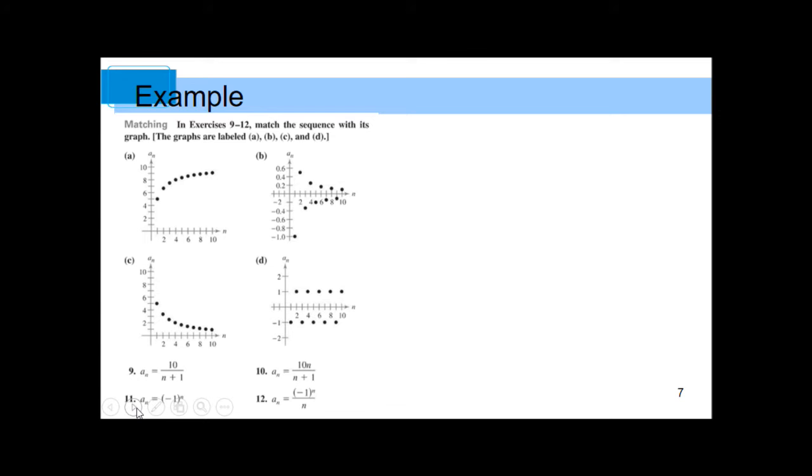Now, sometimes it helps when we're working with sequences to think of them in terms of graphs. So this is actually an example from our Larson textbook. It asks us to match the graph with the sequence. So we're given the nth term of several sequences, and we want to figure out which one's which. So for example, let's start with number 9. We have the nth term, a sub n equals 10 over n plus 1. So the first term is going to be 10 over 1 plus 1, or 2, which is 5.